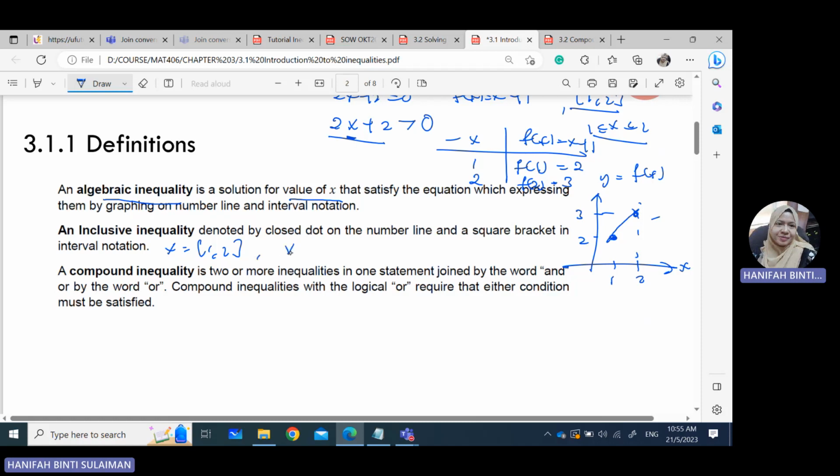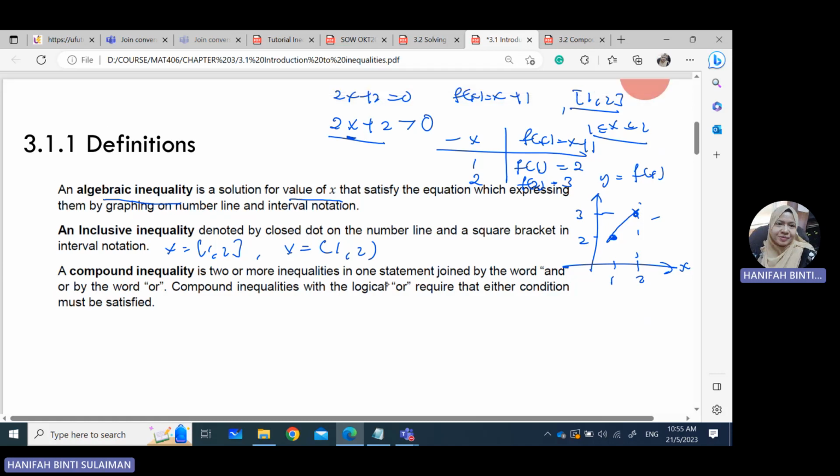Ataupun lagi satu, katakan kita ada x, values of x is (1, 2). Tapi kita guna open bracket. So bila open bracket, nilai-nilai x, dia antara saja. Maknanya x bukan 1 dan juga 2. Dia antara nombor 1 dan juga nombor 2. So ini adalah nilai-nilai x lah in the middle dekat sini.